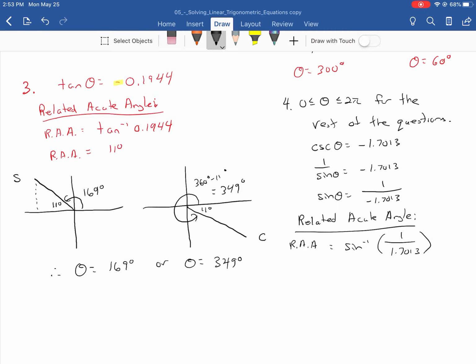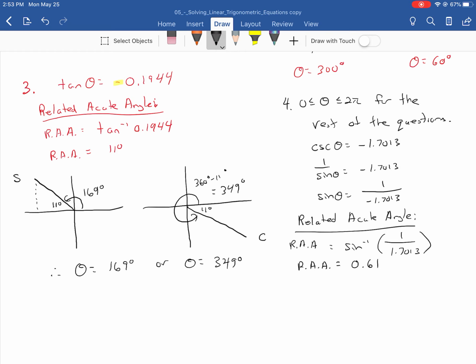because then I got to go, not theta. Whoops, major error there. Not theta. Related acute angle will be equal to the sine inverse of that. So my related acute angle, when I type that into my calculator, in radians, I get 0.61. 2 decimal places, pretty good for these type of questions, okay?